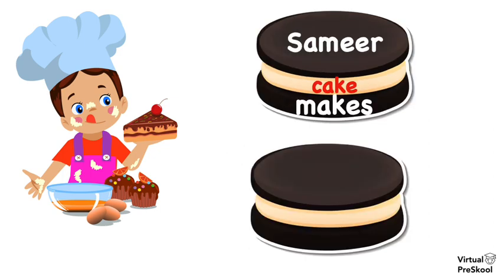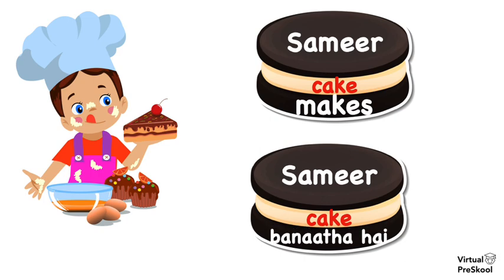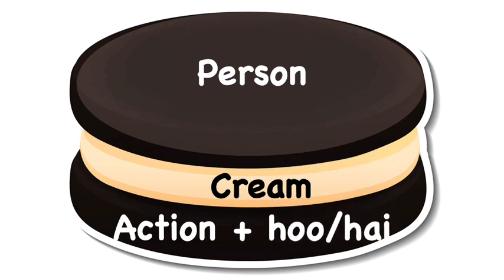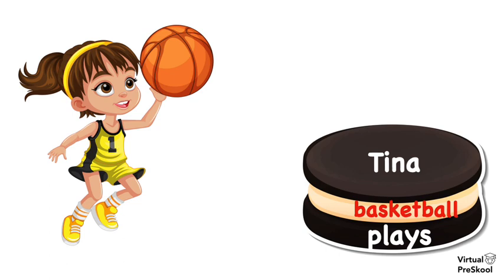Let's look at this sentence in an Oreo. Samir cake makes is Samir cake banata hai. See, we have our top cookie as the person, the middle is whatever's left, and the bottom is the action. But there's one more thing. It's not just the action, right? It's also our hu or hai. Our hu or hai goes with the action. So the top is the person, the bottom is the action plus hu or hai, and the middle is the cream.